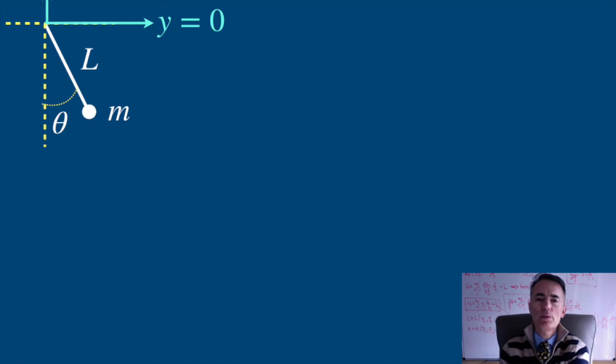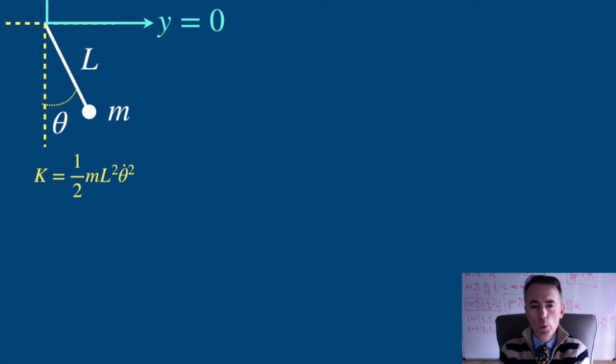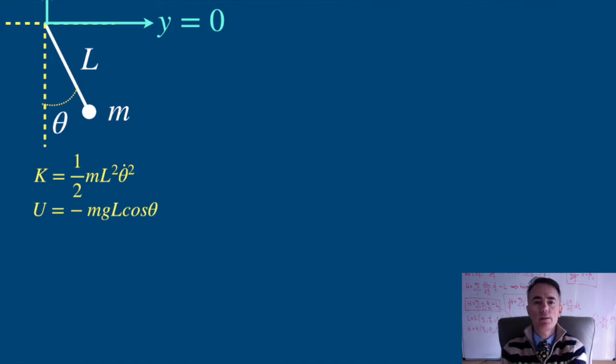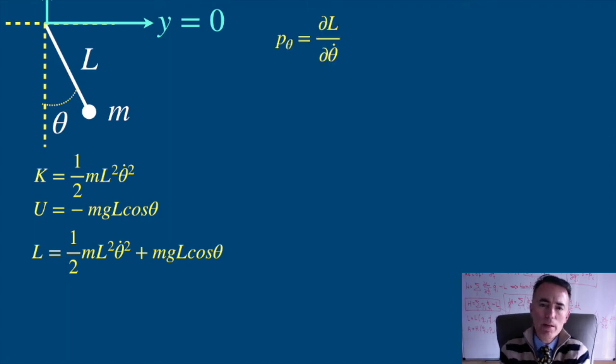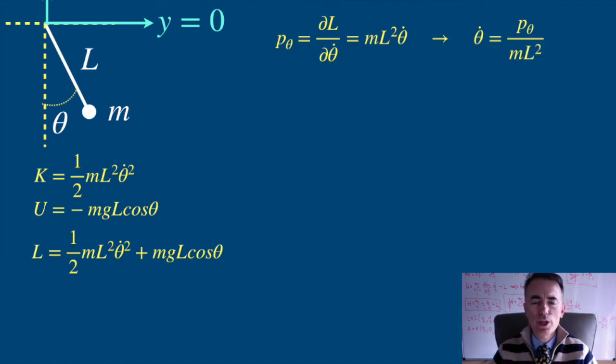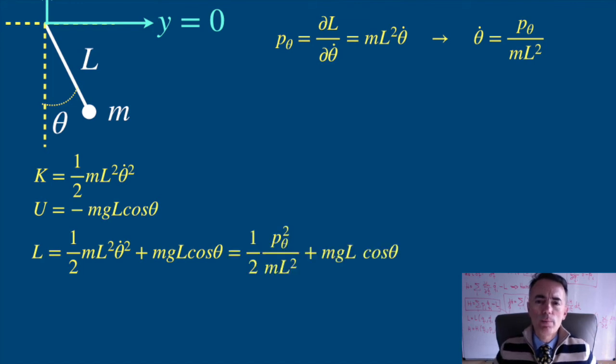We'll consider the pivot to be at the origin of the coordinates. The kinetic energy then, written in polar coordinates, is 1/2 m l squared theta dot squared. The potential energy is minus m g l cosine of theta. And the generalized momentum for theta is the partial of the Lagrangian with respect to theta dot, which is m l squared theta dot. To write Hamilton's equations, I have to change the velocities by the momenta. So here I have that theta dot is equal to p sub theta over m l squared.